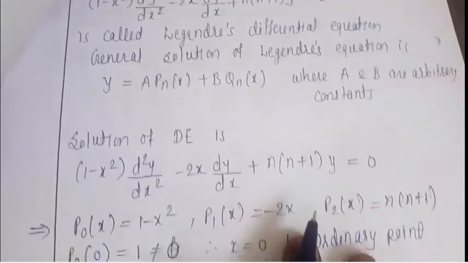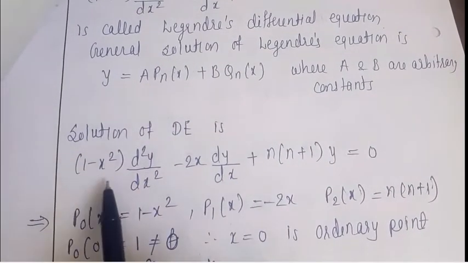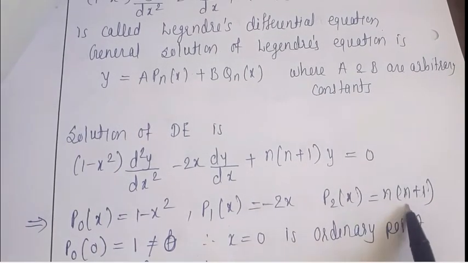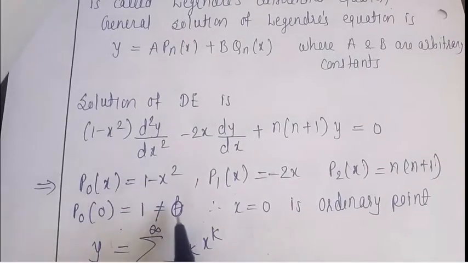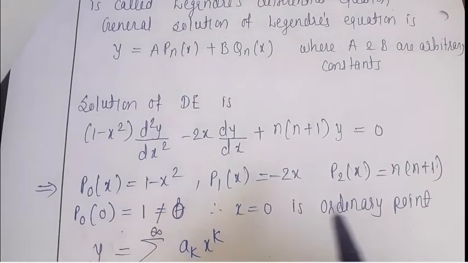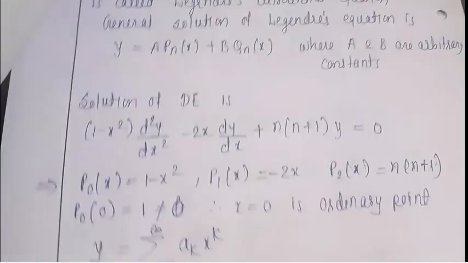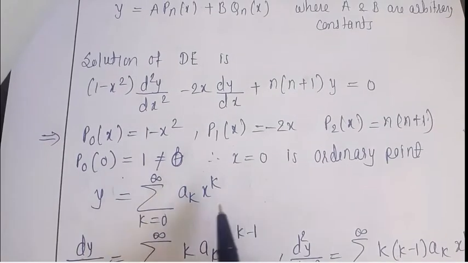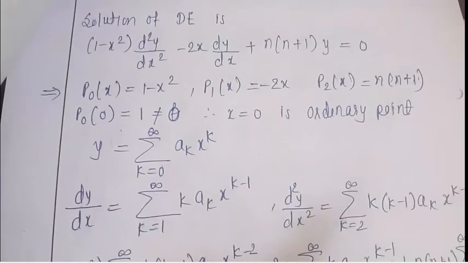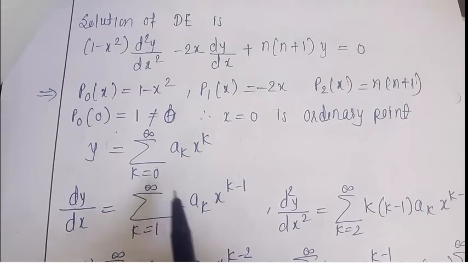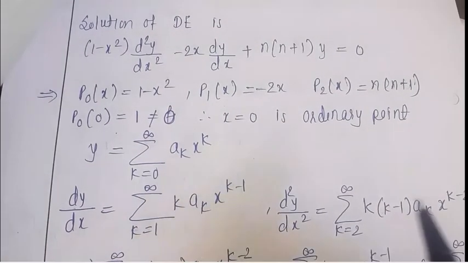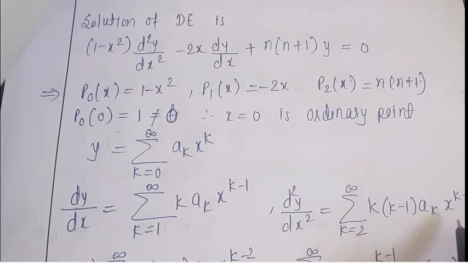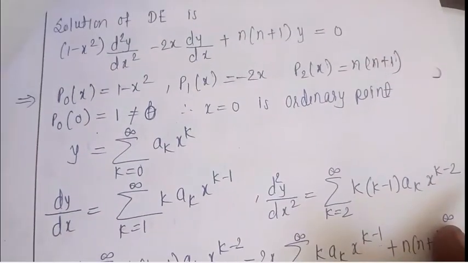Now how to find the solution of this differential equation? First we find P0 of x, which is 1 minus x square. P1 of x is minus 2x and P2 of x is n into n plus 1. So P0 of 0 is equal to 1, which is not equal to 0. It means x is equal to 0 is an ordinary point. If x is equal to 0 is an ordinary point, the solution can be written as summation k is equal to 0 to infinity ak x to the power k. dy by dx is summation k is equal to 1 to infinity k ak x to the power k minus 1, and d2y by dx square is equal to summation k is equal to 2 to infinity k into k minus 1 ak x to the power k minus 2.